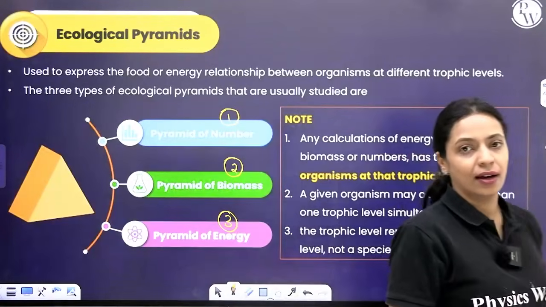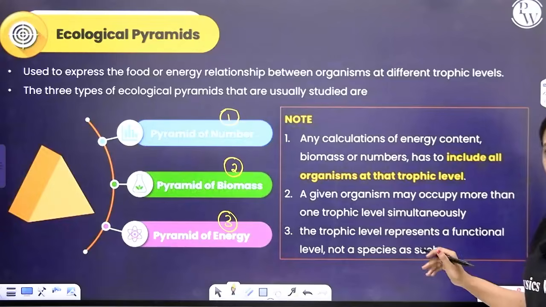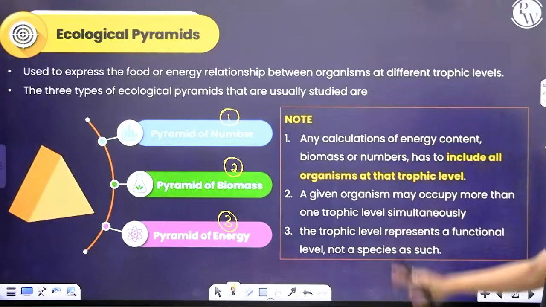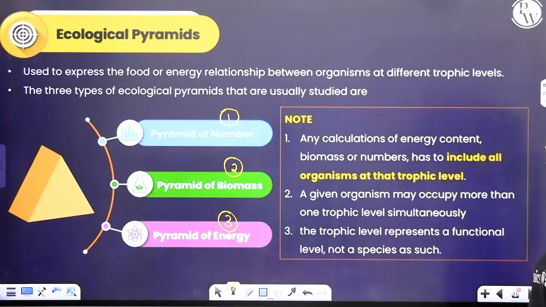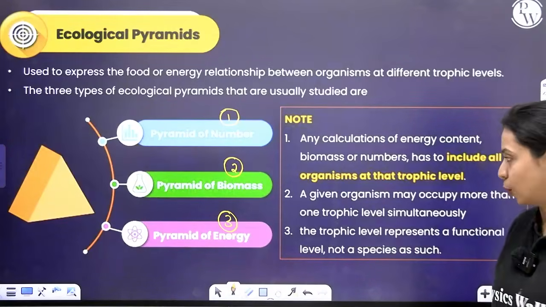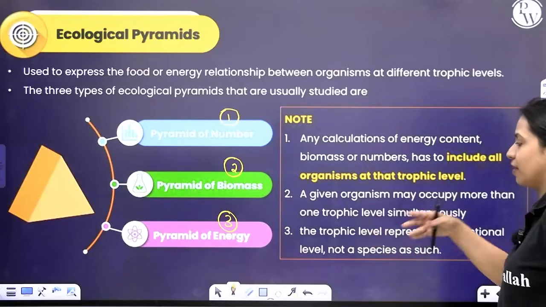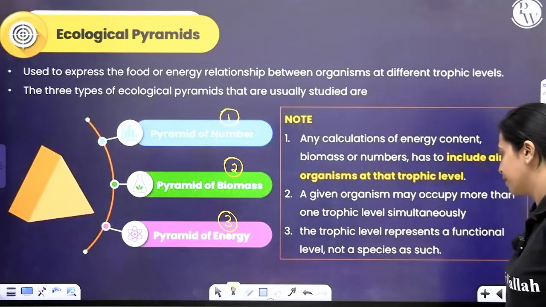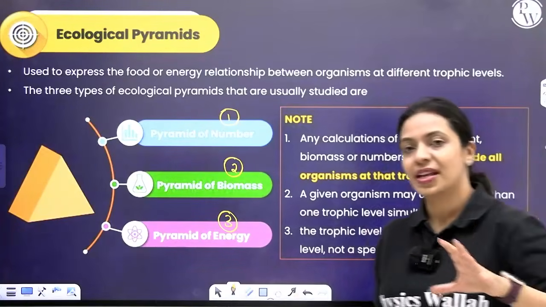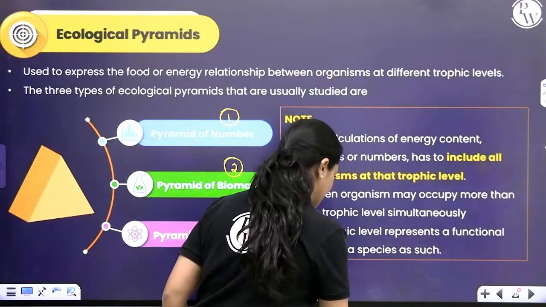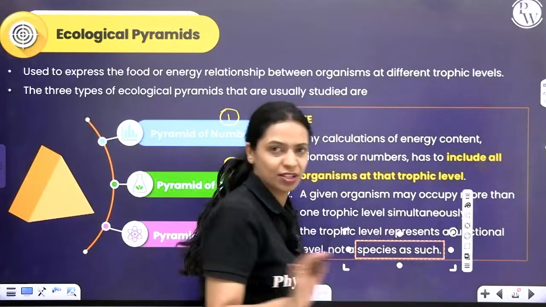There are certain assumptions that we make, or certain things to keep in mind, while constructing ecological pyramids. Whatever calculations we are making, whether in terms of number, biomass, or energy, if you are constructing an ecological pyramid for an ecosystem, all the organisms in that trophic level have to be included. Sometimes one given organism can occupy more than one trophic level simultaneously. Over here, the trophic level represents a function, not a species level. I mean functional level, not a species as such.